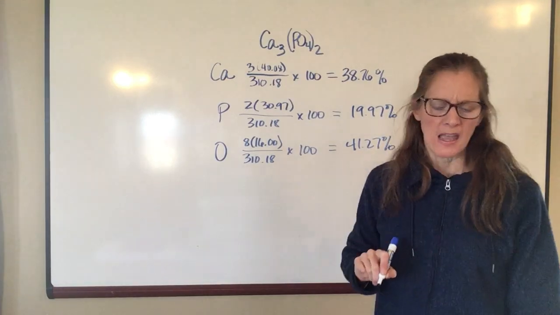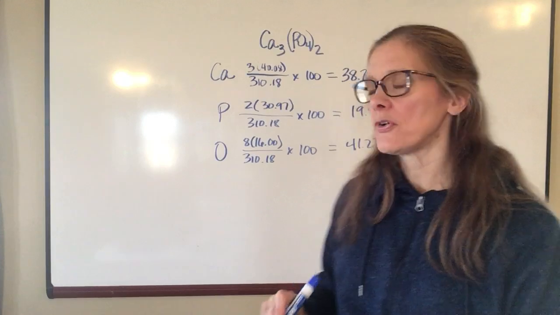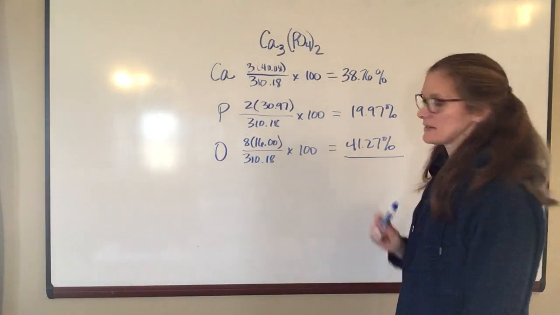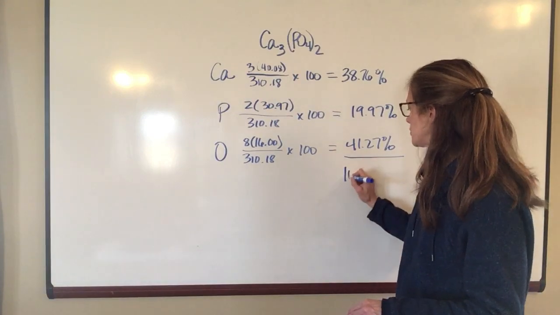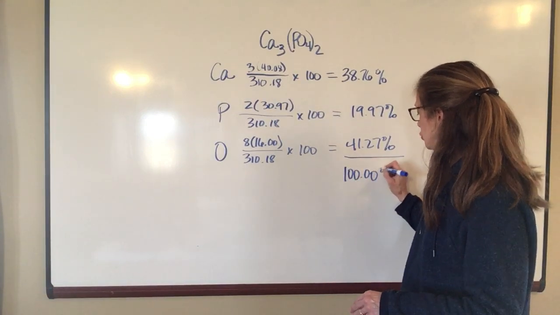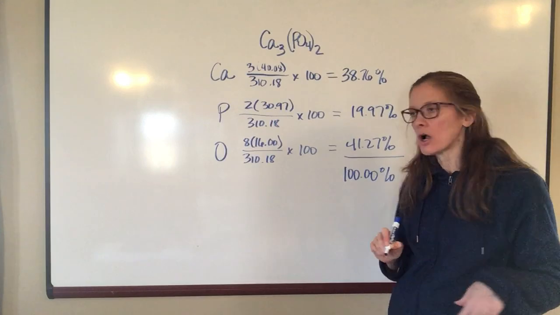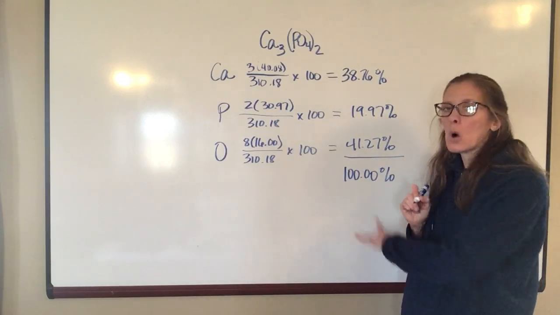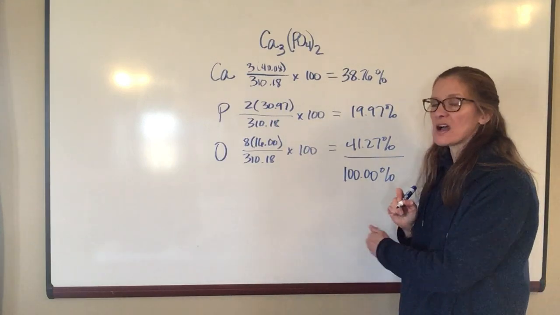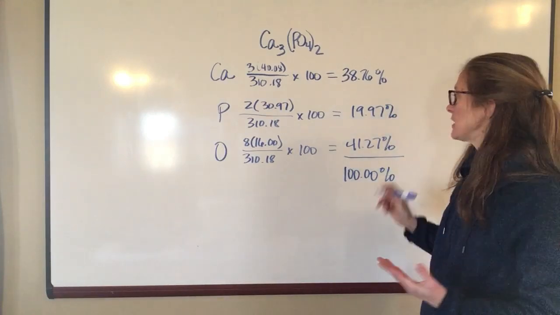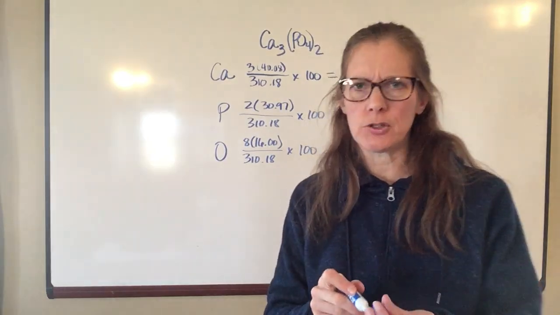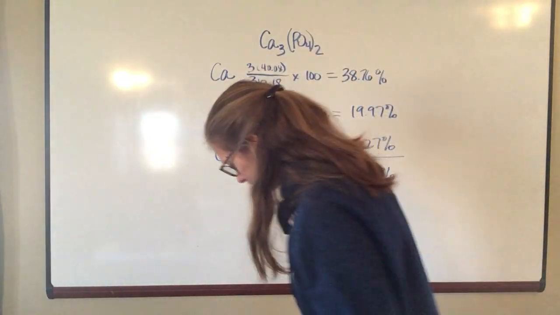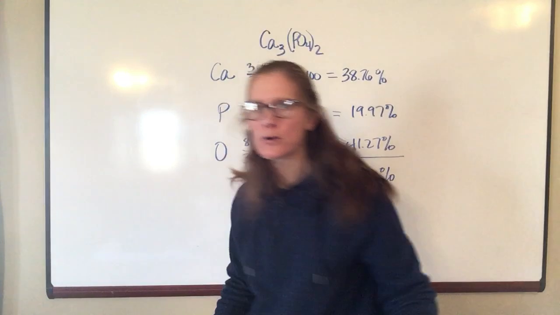41.27% oxygen. Now, a really good way to check yourself is just to go ahead and add up all of those numbers and make sure they add up to 100%. These do. Don't be overly alarmed if it comes up to 100.01 or 99.99. That's going to happen on occasion because of some rounding, so don't let that worry you. If you come up with 78, you obviously are going to have a problem. Just drop my marker cap.